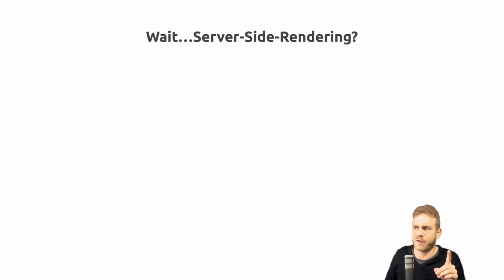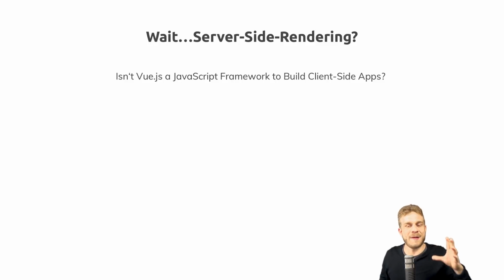However, there is one more thing I want to show you on a slide, and that's the server-side rendering part, because it's so crucial to get that right. I already said, we're building a single-page application with Vue.js. So we're building an application that runs in the browser. That's super important to understand. It's a client-side framework. How does server-side rendering fit in there?